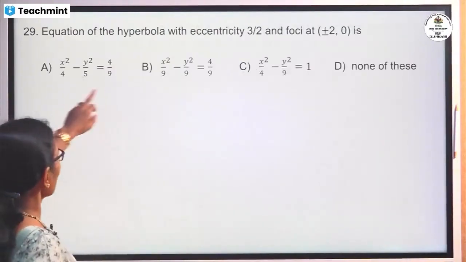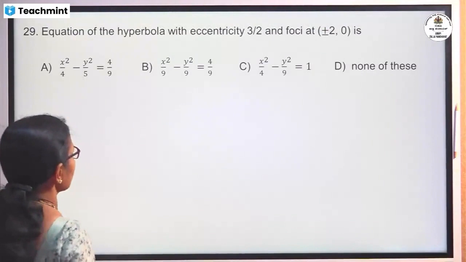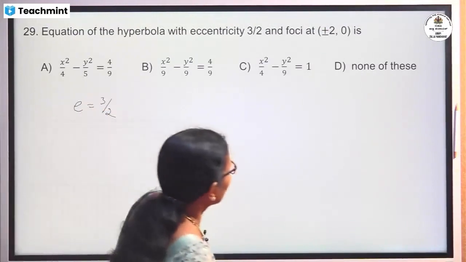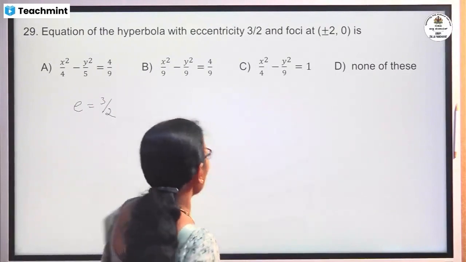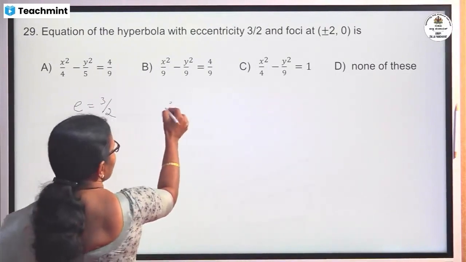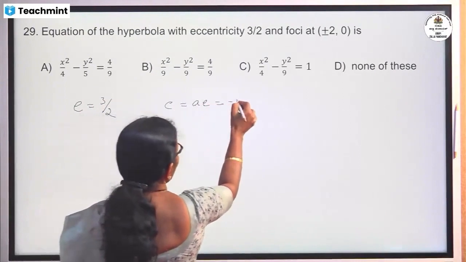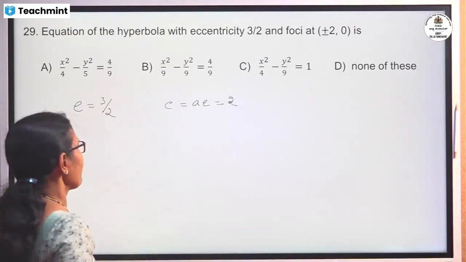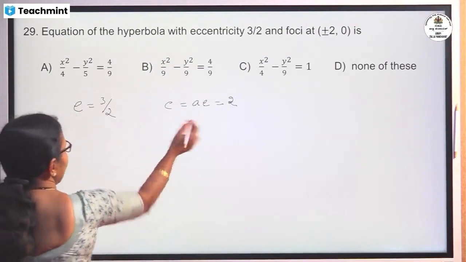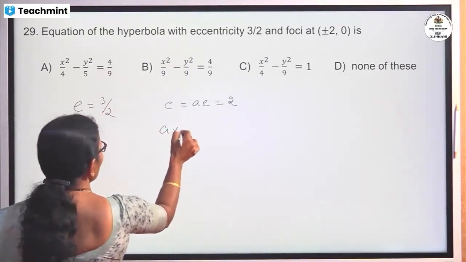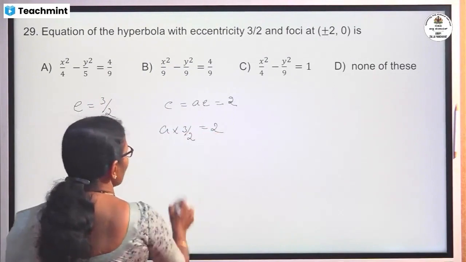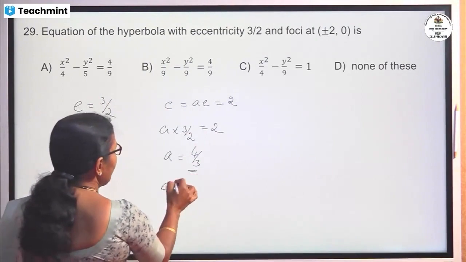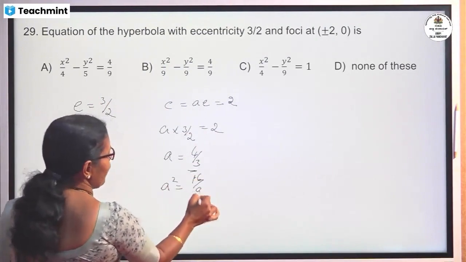Next, for the equation of the hyperbola, eccentricity E is equal to 3 by 2, and foci are plus or minus 2. Foci means C, C is equal to AE is equal to 2. We know the value of E. Substitute here: A into 3 by 2 is equal to 2. Then A is equal to 4 by 3, A square is equal to 16 by 9.